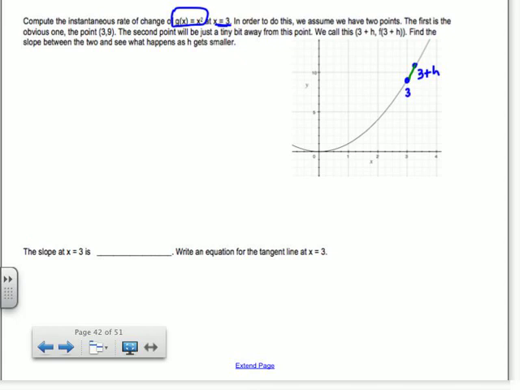Does that make sense? So you're finding the slope between those 2 points, and then you're letting h go to 0. So in other words, here's what we have. So we're going to do the limit as h goes to 0 of g of 3 plus h minus g of 3 all over 3 plus h minus 3.